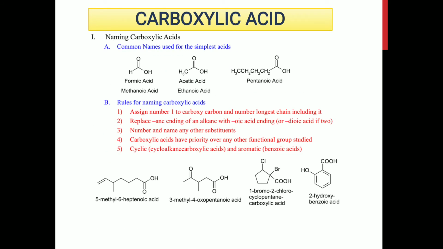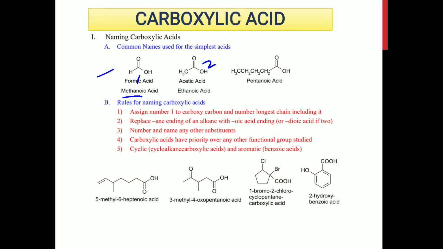For naming the simplest carboxylic acids, the common name of the simplest carboxylic acid is formic acid. Here only one carbon is present, so it is named formic acid. Acetic acid has 2 carbons, so it is named acetic acid. But in formic acid only one carbon is present, so we use the parent alkane methane, right? And as a carboxylic acid group is present, we name it methanoic acid.